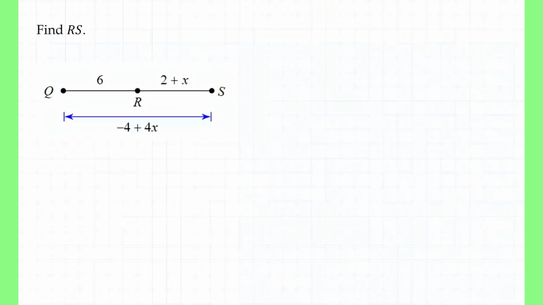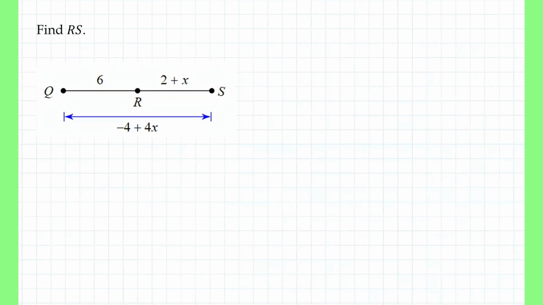Today we're going to work with the segment addition postulate. So I have a picture here with a whole segment, QS, made up of two smaller segments, QR and RS. Our goal for this question is to find the length of RS. This is going to be done in two parts. So step one, we're going to actually solve for x.